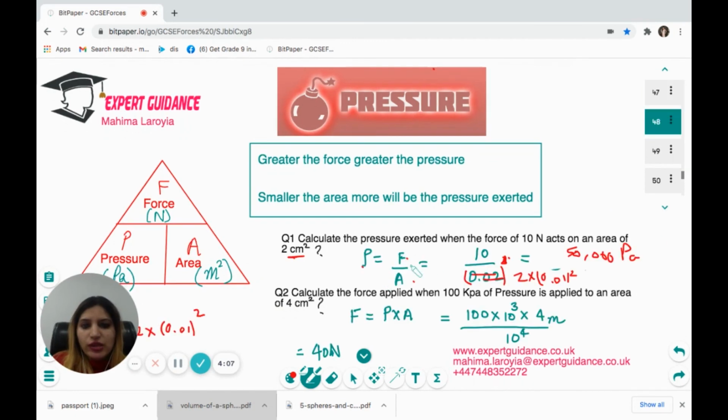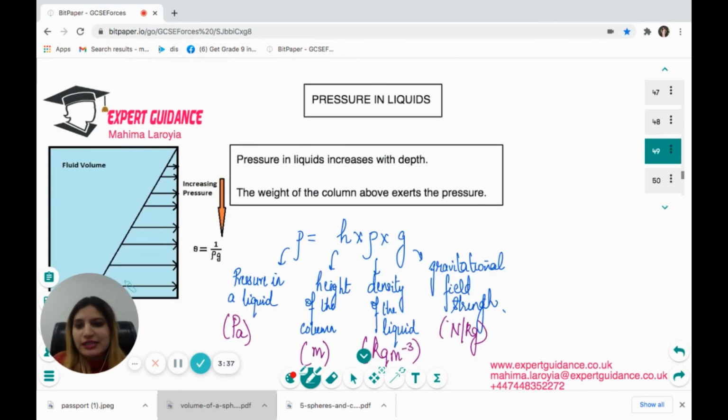So for the first question, we do force over area. Force is 10 newtons and area 2 centimeters squared is 2 times 0.01 squared. And the pressure would be 50,000 pascals. For the second question, the 100 kilopascals would be 100 times 10 to the power 3 pascals times the area, which is 4 centimeters squared. To convert it into meters squared, we need to divide it by 10 to the power 4. And when we do that, we'll get the answer 40 newtons. So I hope this is clear to you.